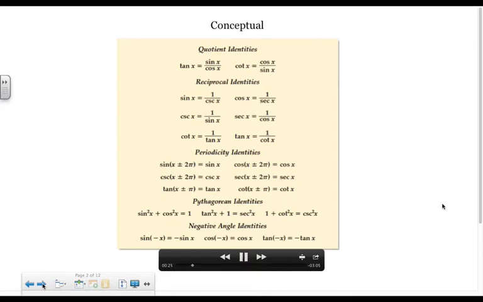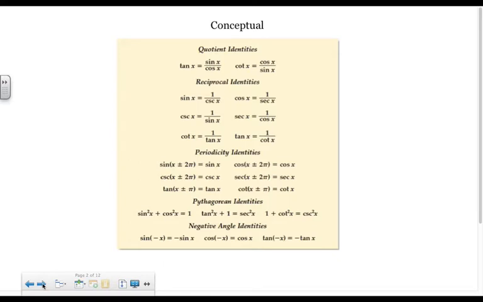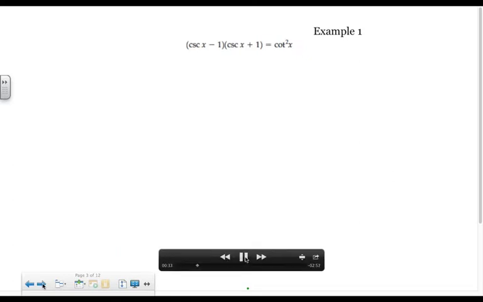Right? So what we're trying to do when we prove using trig is to say that one thing is the same thing as something else. So what I'm trying to do here is I'm trying to say that this is the same thing as this. So in example 1, I'm going to show you how to manipulate this side to get this. In example 2, we'll manipulate the other side. In example 3, we'll manipulate both sides.